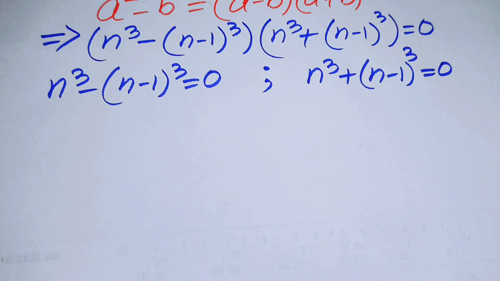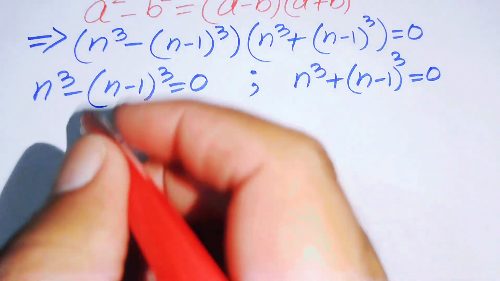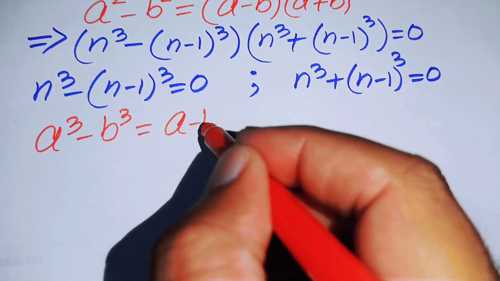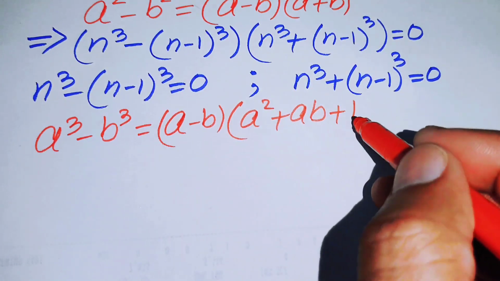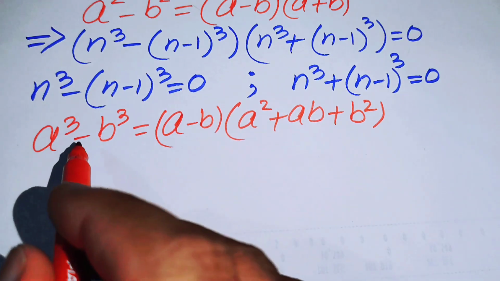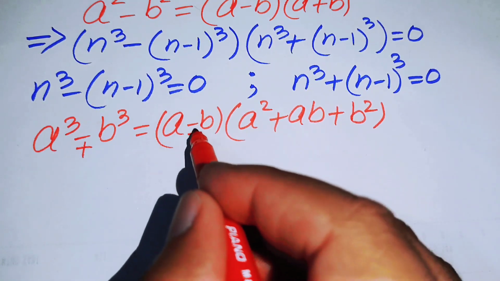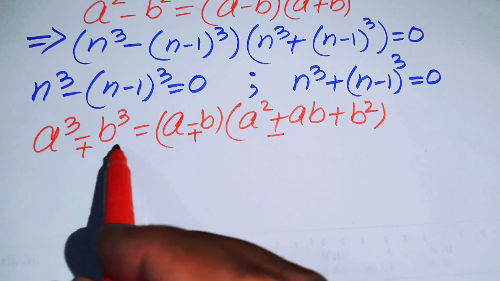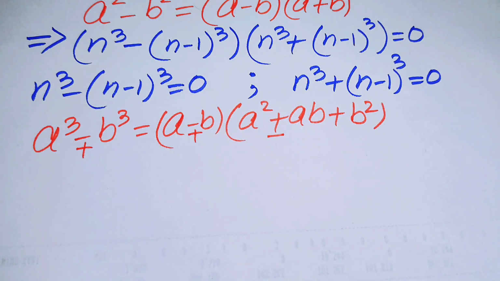So now we need the important cubic formulas, and you know about these formulas. If we have a cubed minus b cubed, it is equal to (a minus b) times (a squared plus ab plus b squared). Similarly, the formula for a cubed plus b cubed is equal to (a plus b) times, and here you have negative sign, so you can use the upper signs for the positive case and the lower signs for the other. Okay, so now we can use these two formulas and we get the values of n.